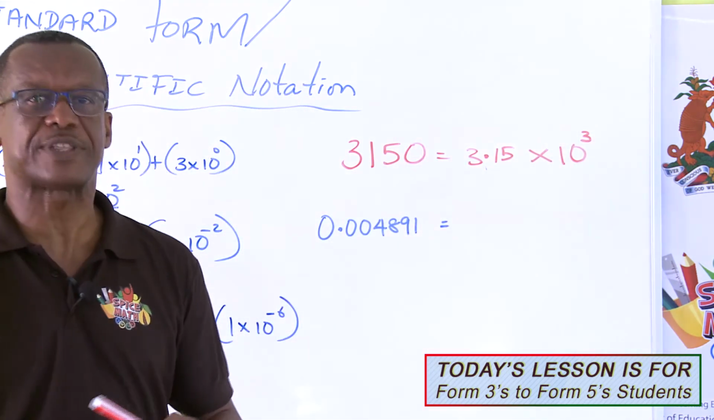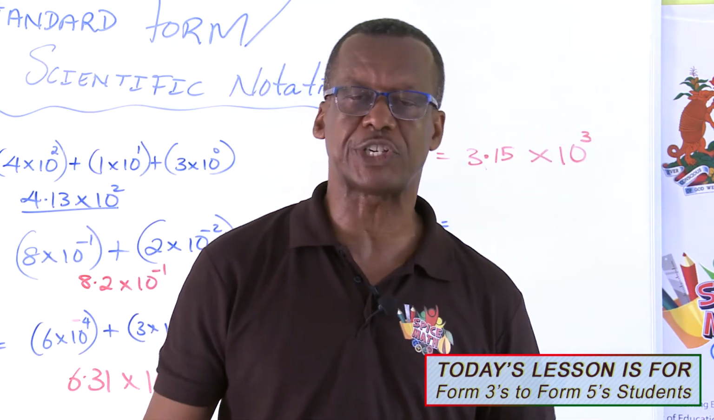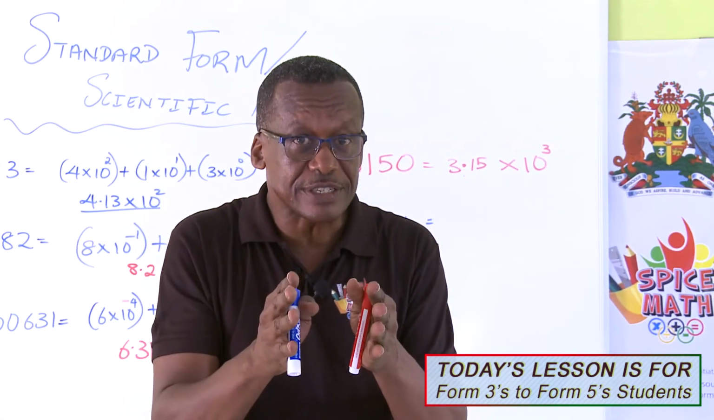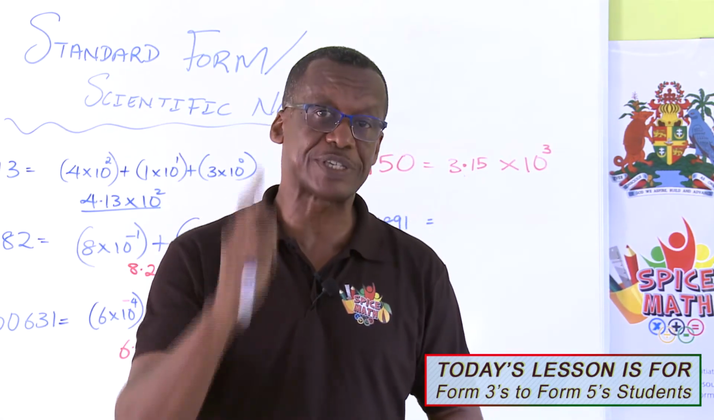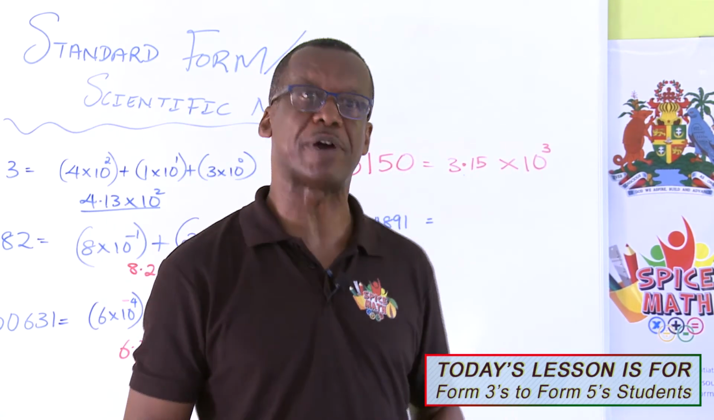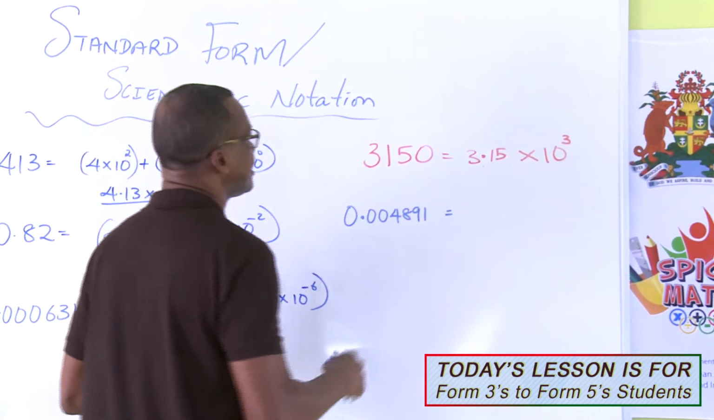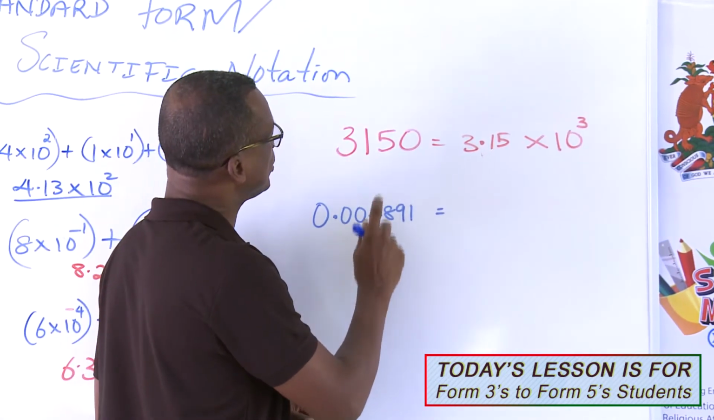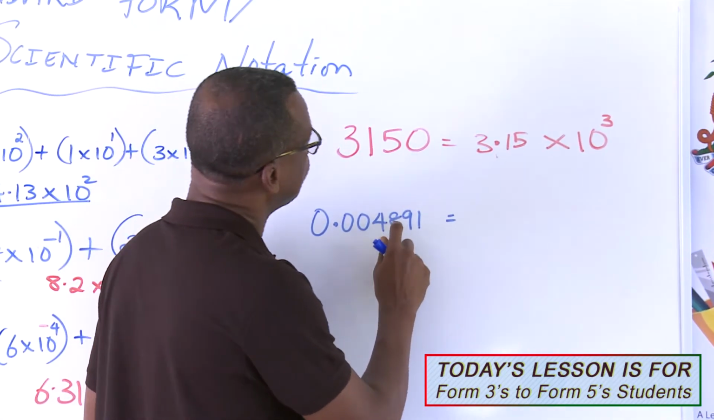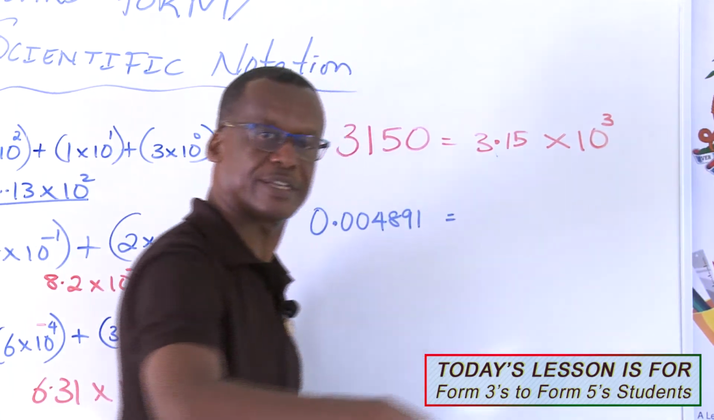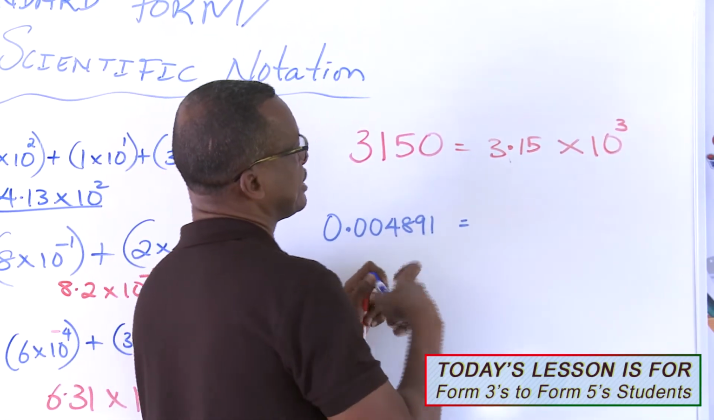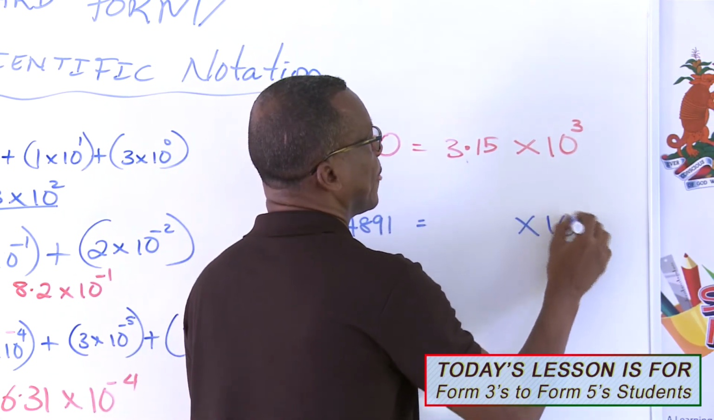How do I express that in scientific notation? Once again, I look for the digit that corresponds to the highest power of 10 in that number. 10 to the negative 1, 10 to the negative 2, 10 to the negative 3. Of course, as you go further to the right, they're going to get smaller. So the highest power of 10 in this number is 10 to the negative 3.